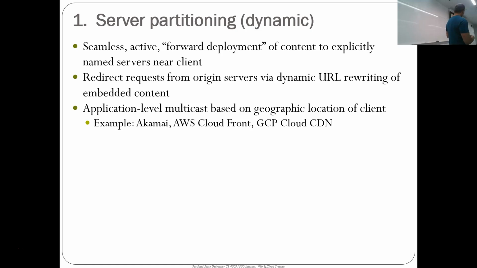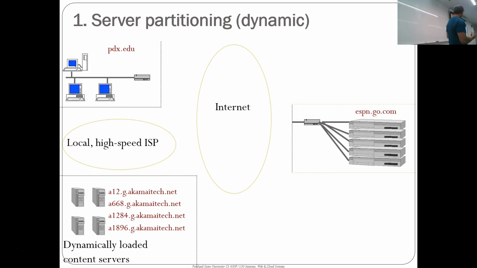And so this is effectively giving you this multicast based on where the client is. And this is what Akamai, AWS CloudFront, and GCP's Cloud CDN are going to try and do. They're going to try and forward deploy and then map a new name that points to that forward deployed content for you to access. Okay, so this is an animation of what's going on with this dynamic server partitioning.